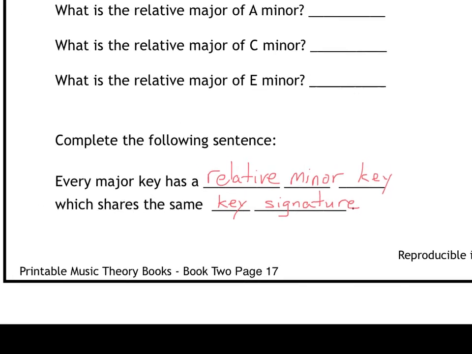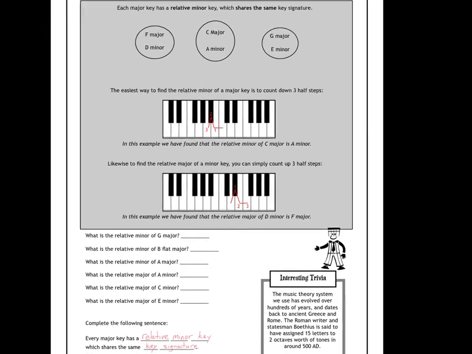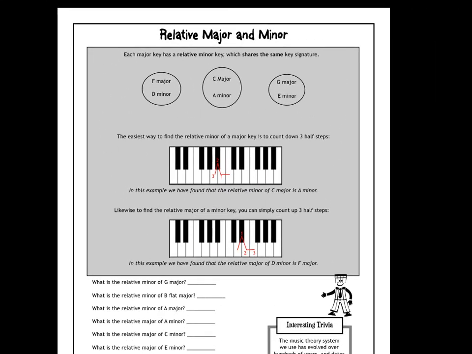So there's your lesson on relative major and minor keys. Essentially, just remember that they're always 3 half steps apart from each other. 3 half steps, the major being above, the minor being below, and the distance between them is always 3 half steps. There you go. There's your first lesson for Unit 2.